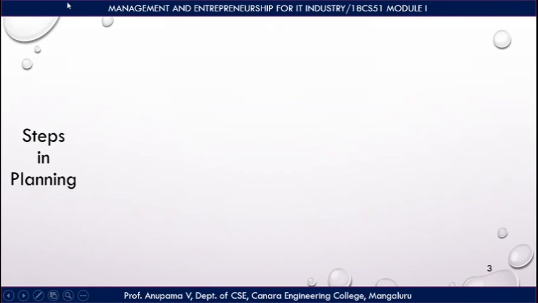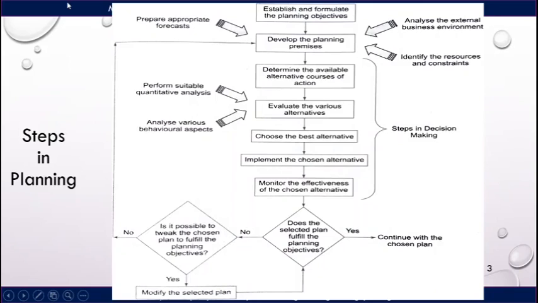Steps in planning. The steps generally involved in planning are shown in the figure. The planning process starts with the formulation of planning objective, then develop the planning premises, then determine the available alternative courses of action, evaluate the various alternatives, choose the best alternative, implement the chosen alternative, and finally monitor the effectiveness of the chosen alternative.